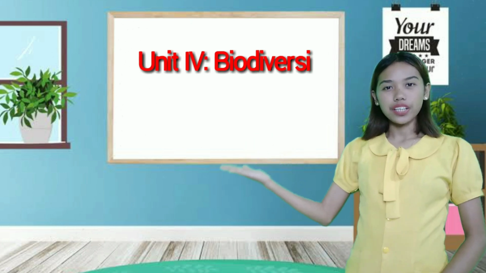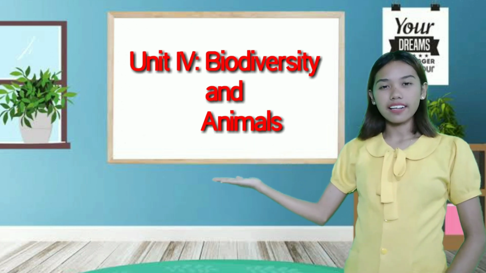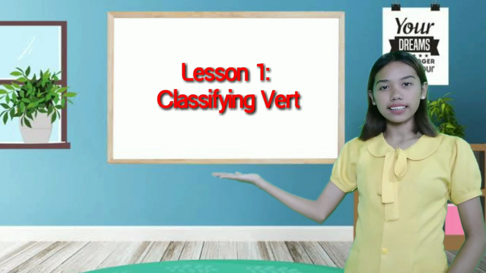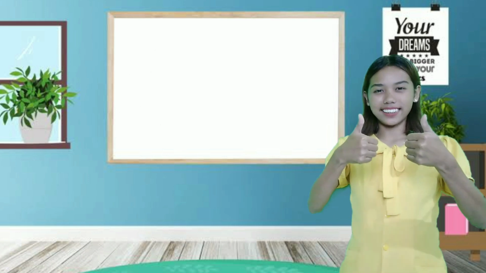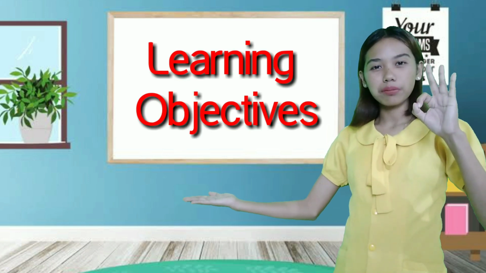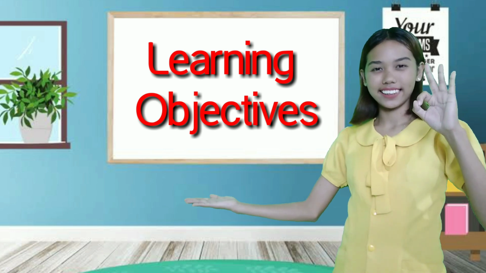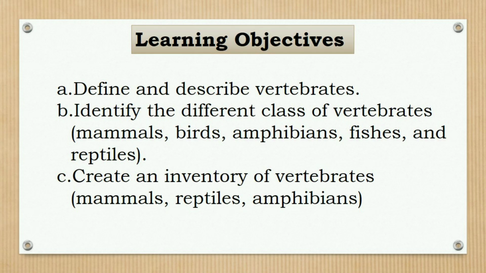Pupils, let us start this year with a new lesson, Unit 4, Biodiversity and Animals. Lesson 1, Classifying Vertebrates. Are you ready for it? Very good. Okay, here are our 3 learning objectives for this week's lesson. Let's begin with our first learning objective.